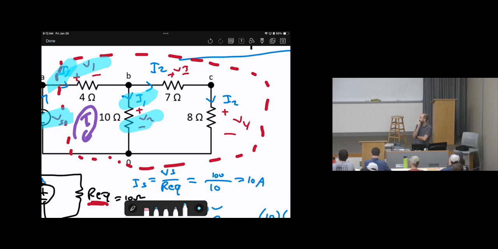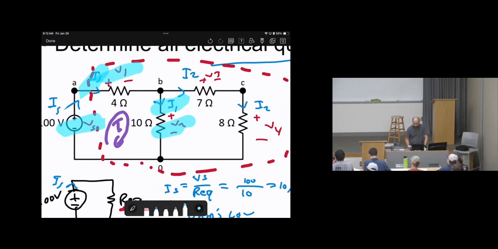So what do you think we need to do next? KCL, so we can calculate I2, right? So let's do KCL where? At node B. Because when we do KCL at node B, I source is known, I1 is known, then I2 is the only unknown thing. So at node B, we need to apply KCL. I source is entering, I1 is leaving, I2 is leaving. That's what we need to keep in mind.